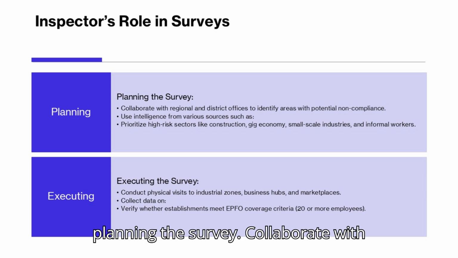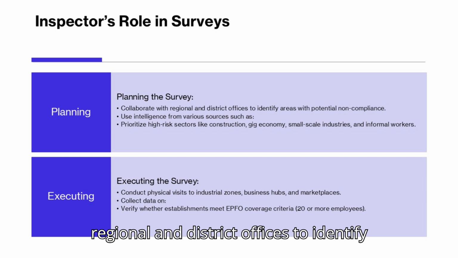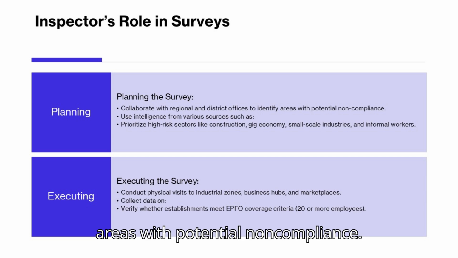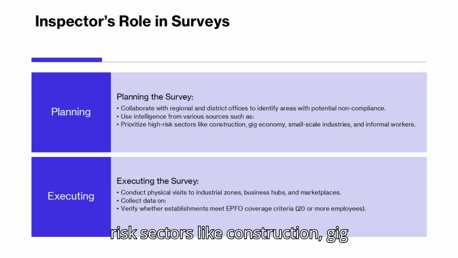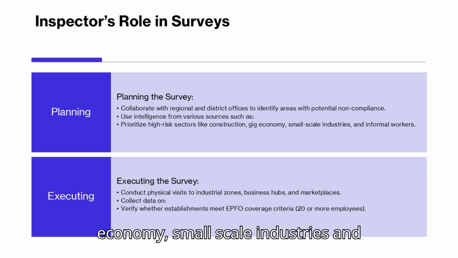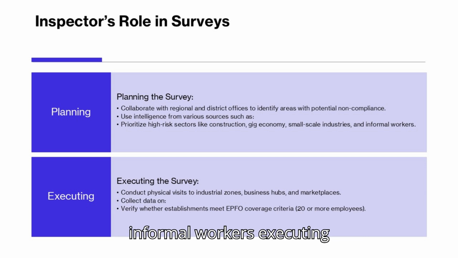Planning the survey. Collaborate with regional and district offices to identify areas with potential non-compliance. Use intelligence from various sources and prioritize high-risk sectors like construction, gig economy, small-scale industries, and informal workers.